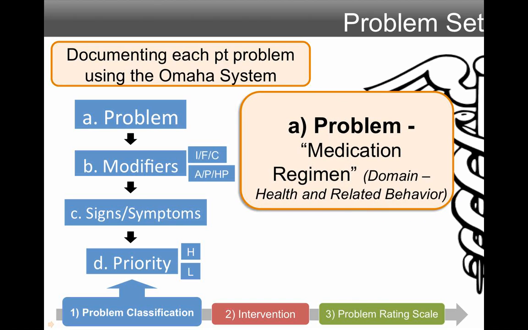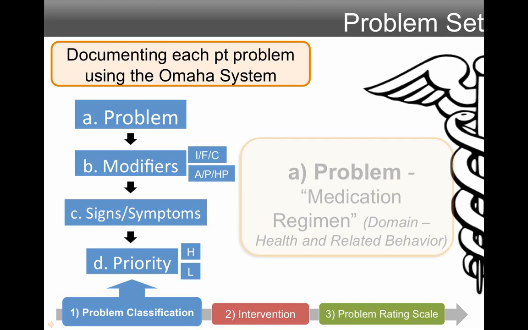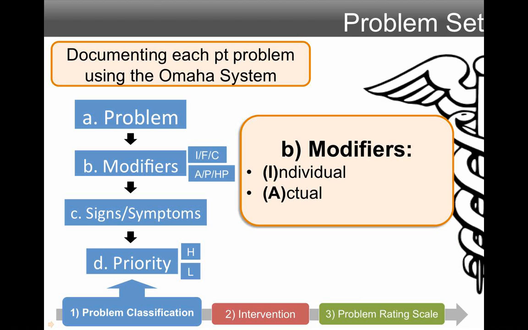In our example, the client who uses Qvar instead of albuterol for a rescue inhaler, this specific problem would be his medication administration. It's an individual problem because he's the one taking the wrong medication, and it's an actual problem because he's actually and currently taking the wrong medication. There's just not potential of him taking the wrong medication. He's actually taking the wrong medication.